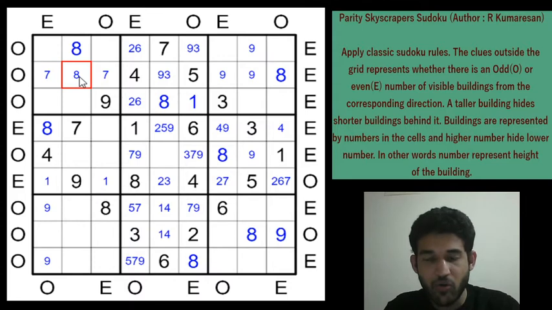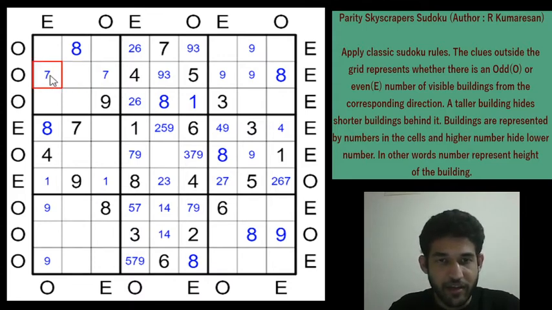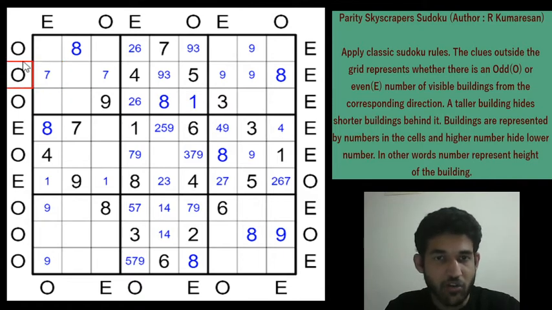Can you guys see how? Because if you have a 7 here, the 8 is hidden behind the 9. Obviously, because 8 is the last cell in that direction, so 9 will hide the 8. So if you have a 7 here, the 7 becomes the second highest building in that row. So which means you will see the 7 and the 9 only. So you can't have a 7 here because the outside clue is odd. Lovely Sudoku, guys. Really, each deduction is very fun to decipher.